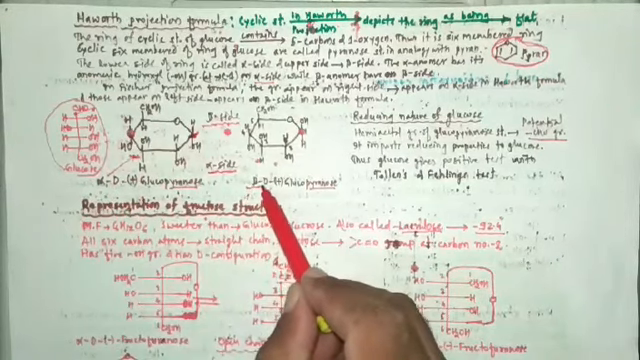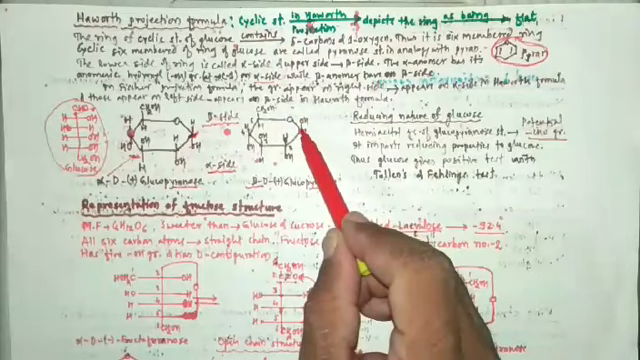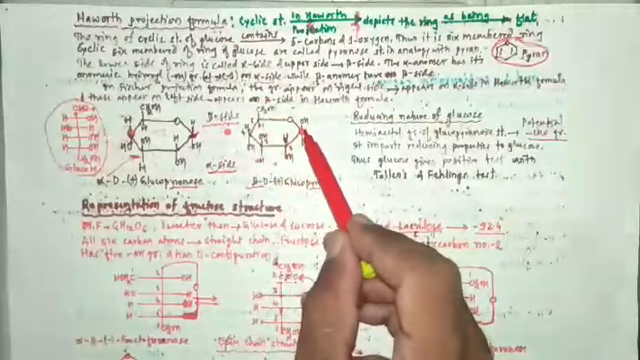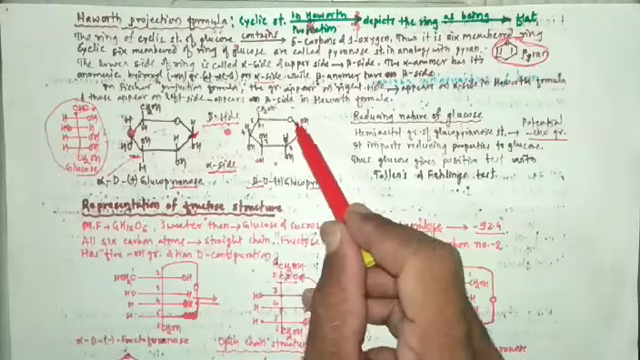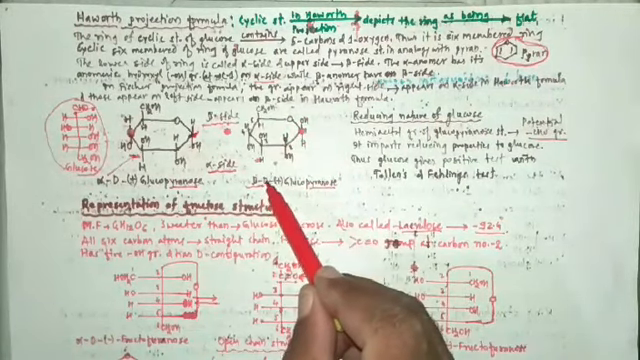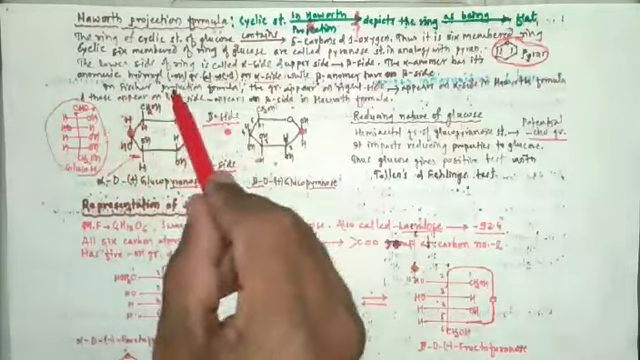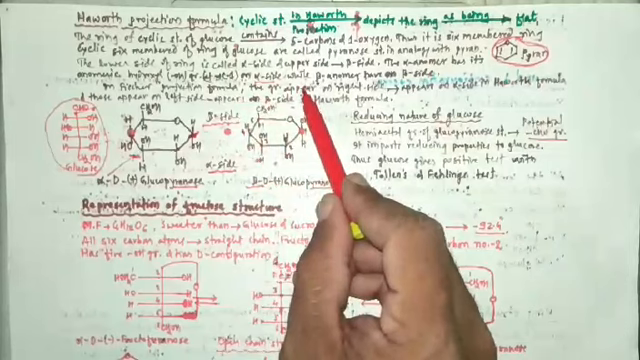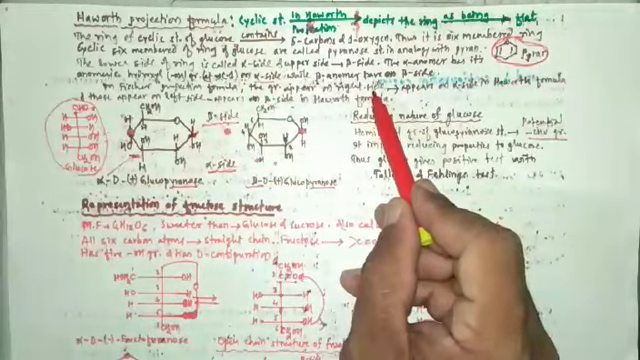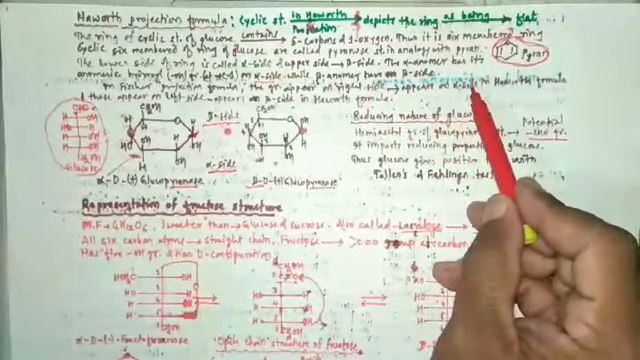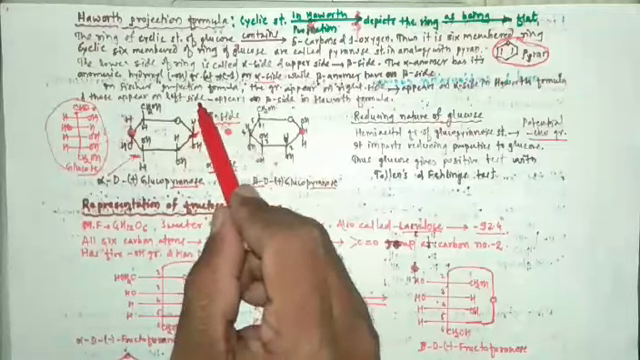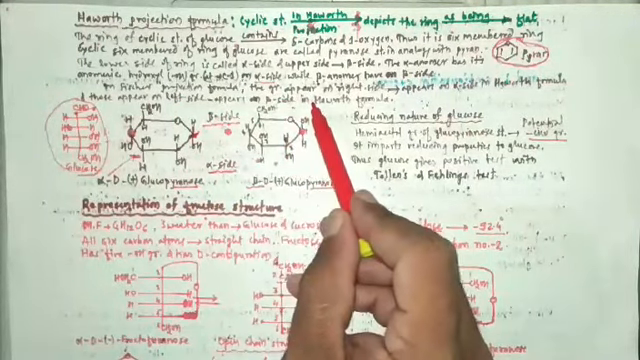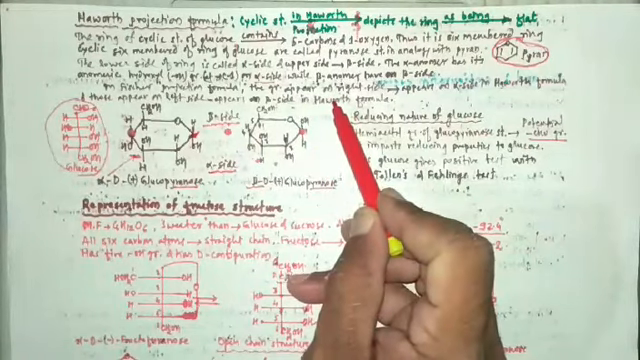While in the case of the beta anomer, the hydroxyl group on the anomeric carbon is present on the beta side, or on the upper side of the hexagonal ring. That's why this is the beta anomer. So in the Fischer projection formula, the groups that appear on the right side appear on the alpha side in the Haworth formula, and those on the left side appear on the beta side. Listen carefully once again.